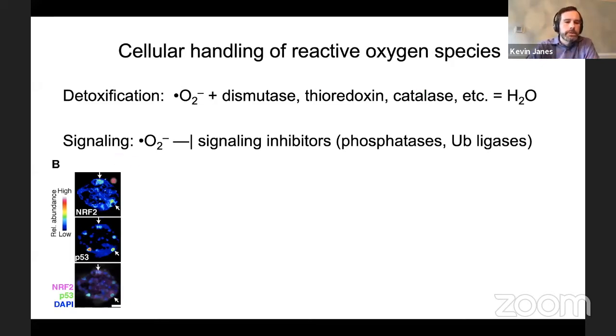NRF2 is a transcription factor stabilized by oxidative stress, as well as electrophiles derived from broccoli sprouts, and has a two-phase role in cancer, with moderate activity thought to suppress cancer, but chronic stabilization thought to promote it. P53 is another transcription factor, but it, by contrast, is nicknamed the guardian of the genome and is the most commonly mutated gene in human cancers.